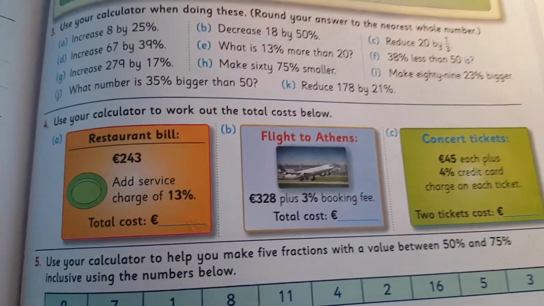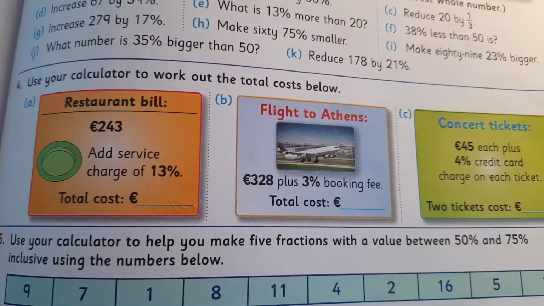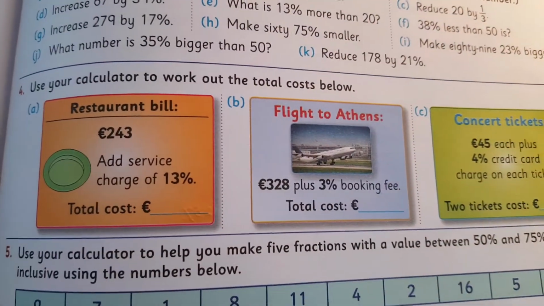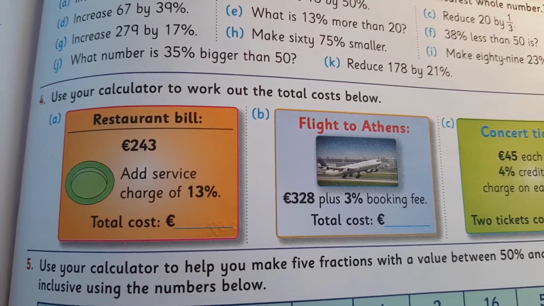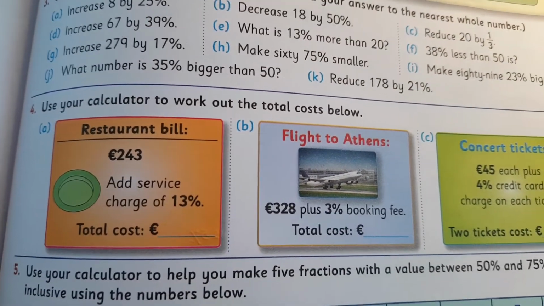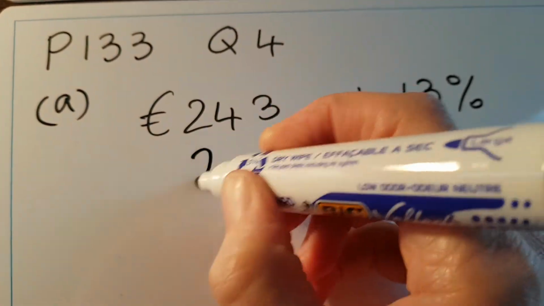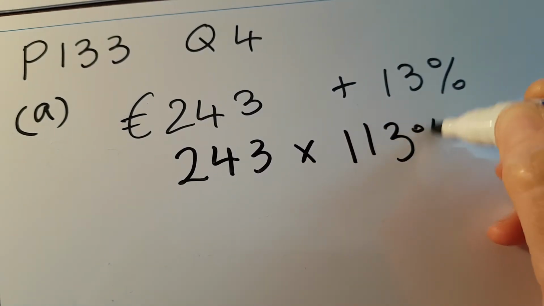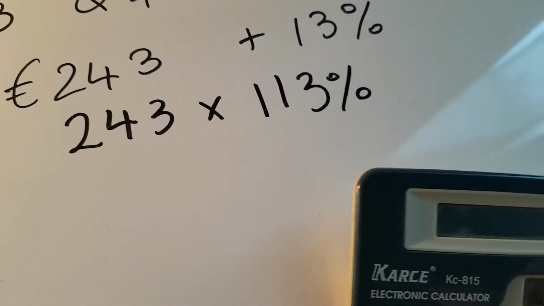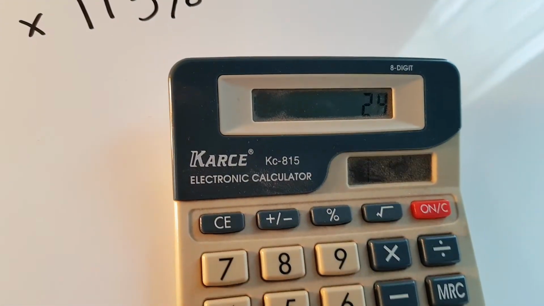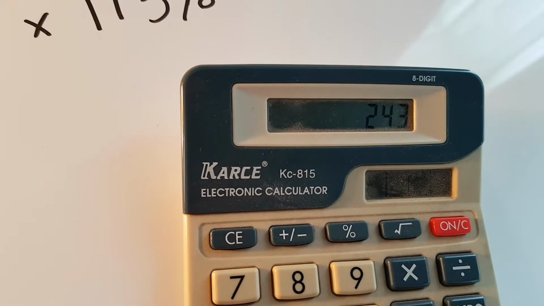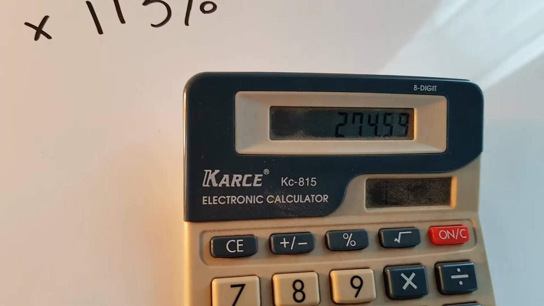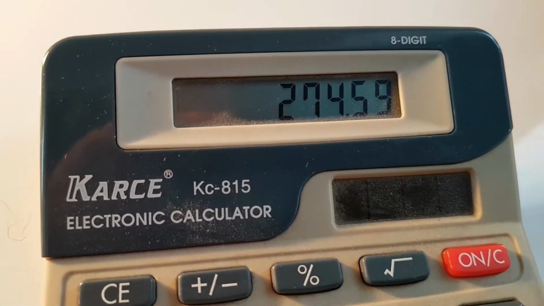We need our calculator to work out the total costs, but we've got to do a little bit of work before we get to the calculator. So our restaurant bill is €243, and on top of that we're adding a service charge of 13%. So that means that we're going to be adding on, well, on a calculator it's going to be 243 times 113%. Let's check that. So 243 times 113%.